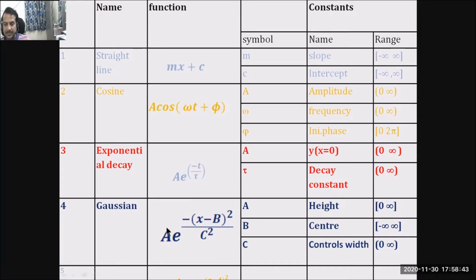Its form looks something like this: A exponential minus of (x minus b) whole square by c square. So the function y depends on x and A, B, C. Well, x is the independent parameter, and A, B, C are numbers. A stands for height, B is the center, and C is a parameter which controls the width.